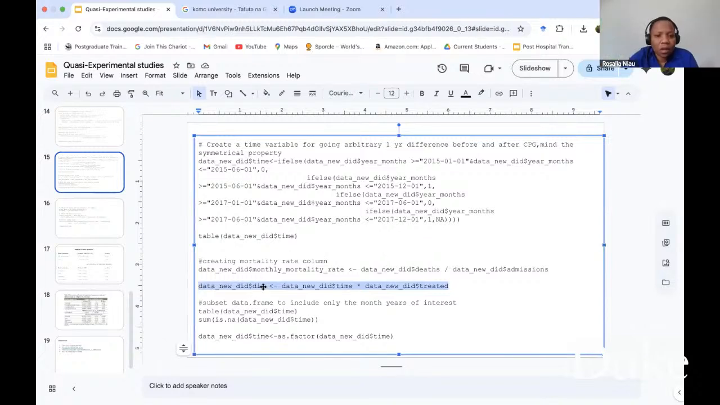Yeah, and this is the DID. Okay, so it's the same as the interaction. So the only thing that went in the model is the interaction. Okay, go back to the interaction table.